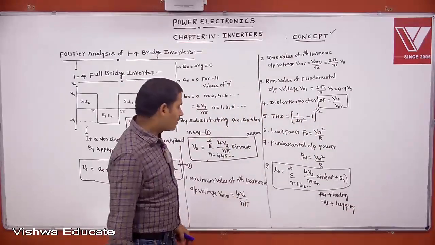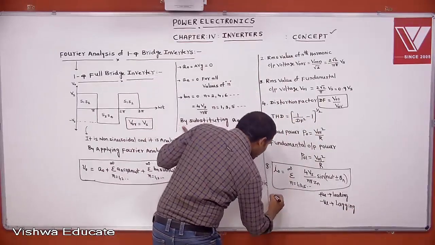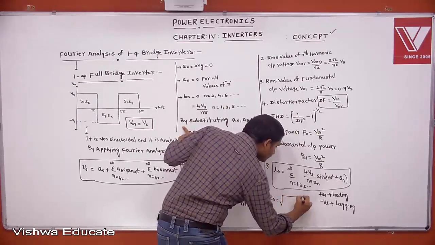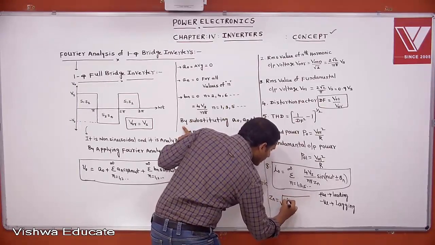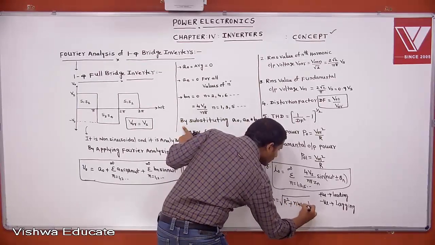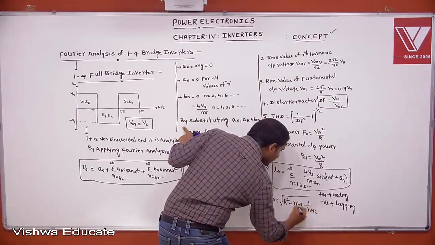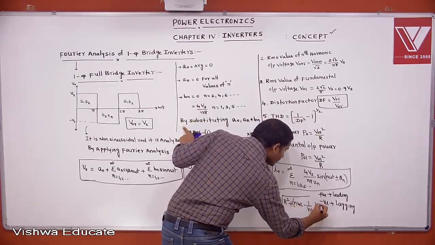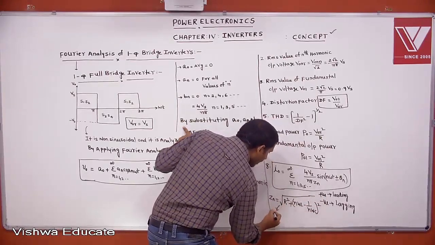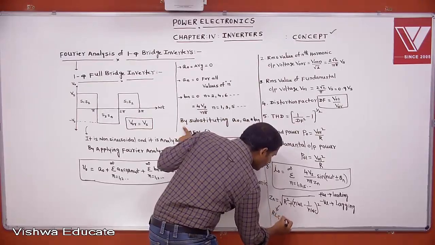Then what is Zn here? Zn equals square root of, let us assume that it is an RLC load, R square plus (n omega L minus 1 by n omega C) whole square. This is for which load? This is for RLC load.